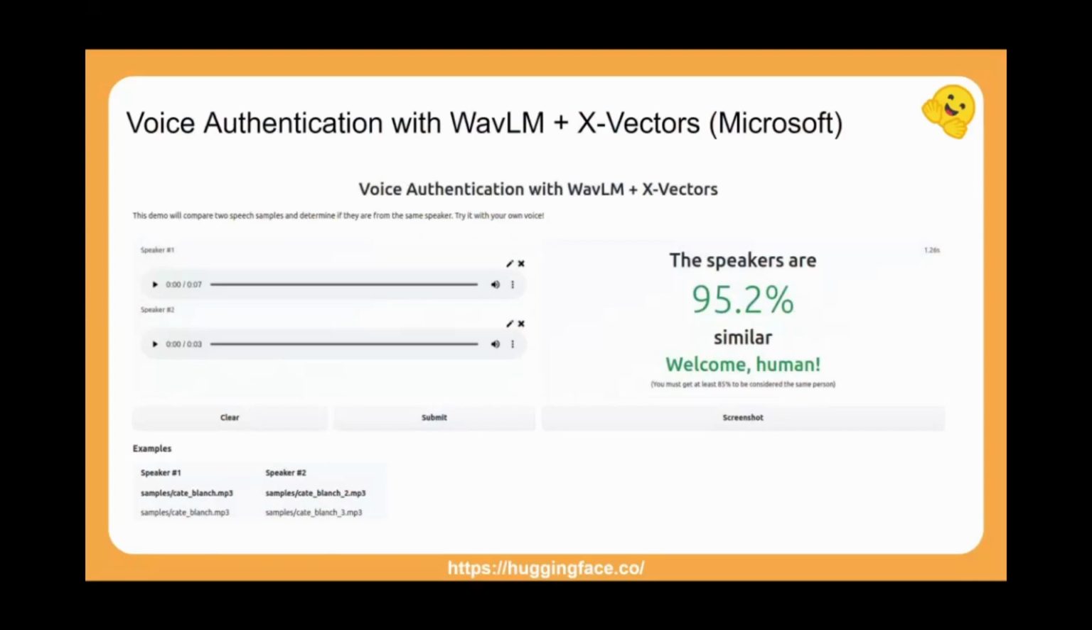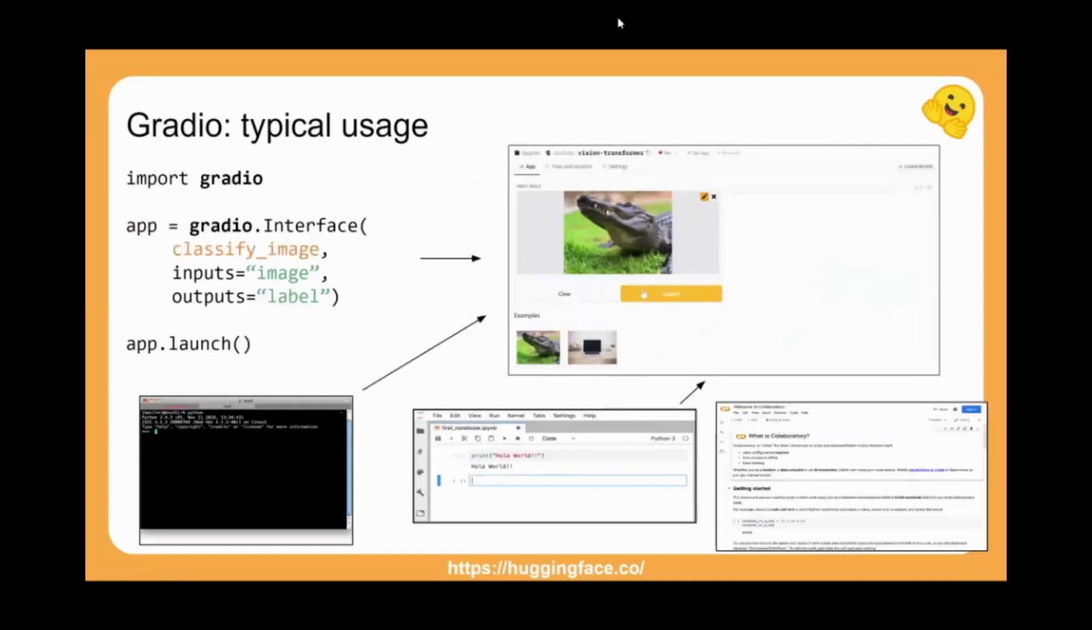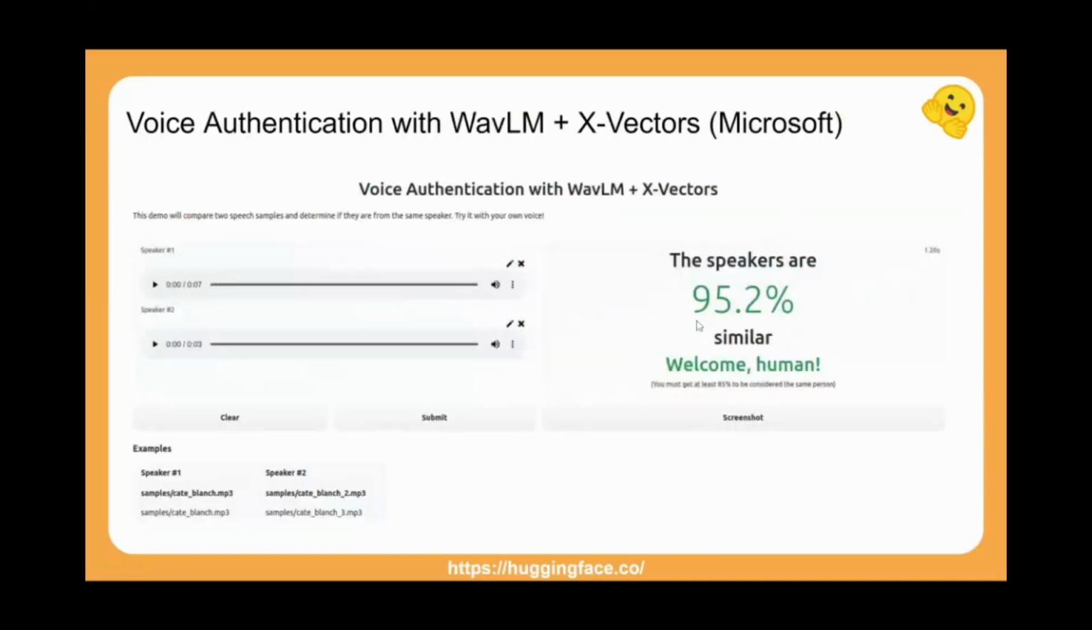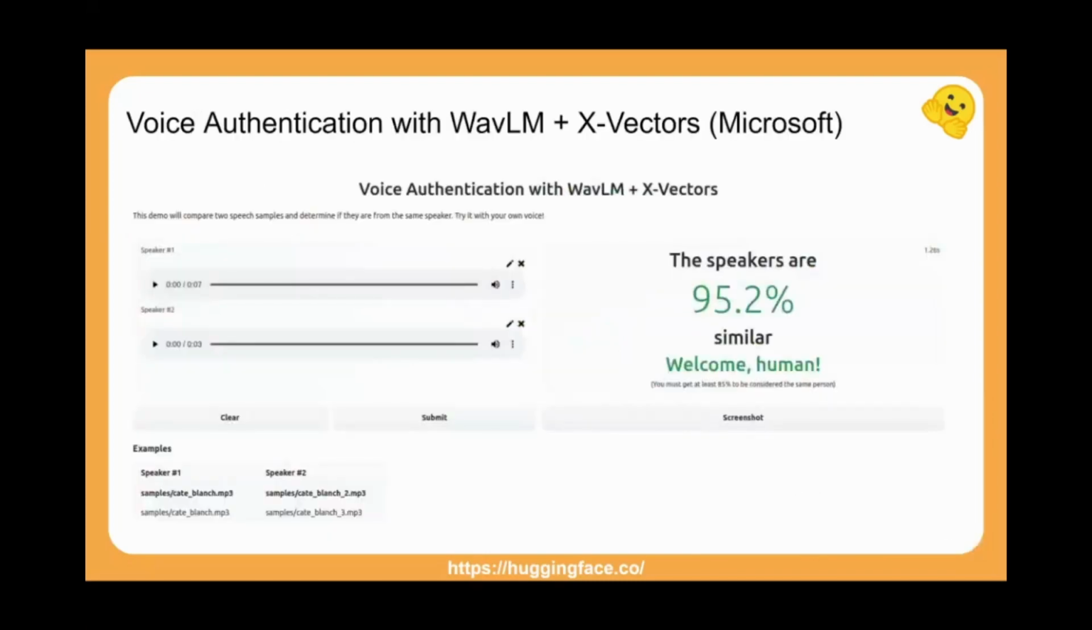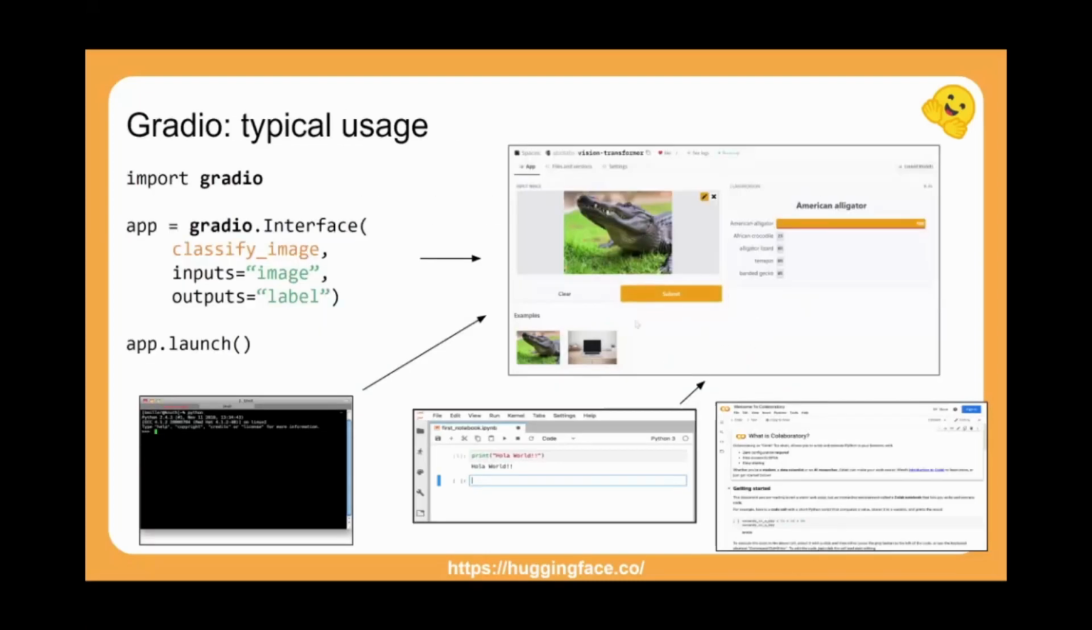This is one that was recently released by Microsoft. This takes in 2 audio inputs, so you can actually record 2 audio files, and it tries to predict whether the people who are speaking are the same people, or different people. And so this is used for voice authentication on your laptop or in your phone or something like that.